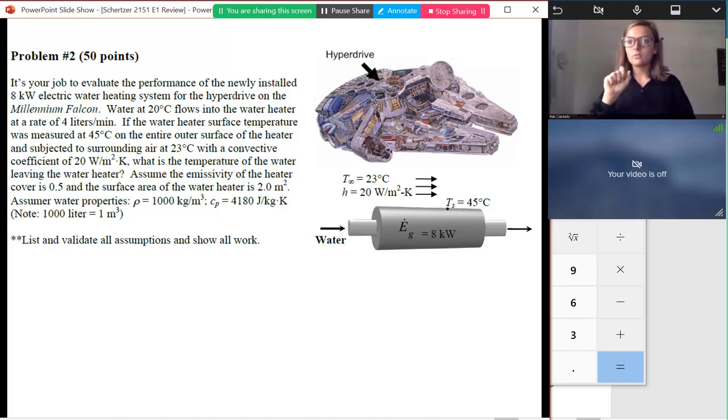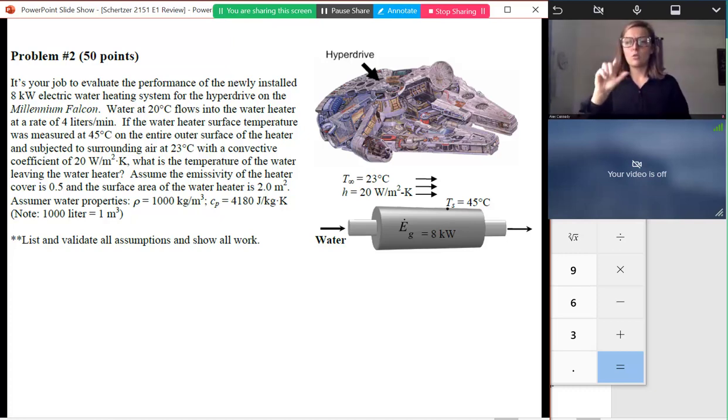In this case, we have the Millennium Falcon, and it's our job to evaluate the performance of an 8 kilowatt electric water heating system for the hyperdrive. We know it's going to fail because the hyperdrive on the Millennium Falcon always fails, right? Water's at 20 degrees, and it flows into the water heater at a rate of 4 liters per minute. My spidey sense is tingling when I see that 4 liters per minute because that isn't a good unit. I don't want to deal with that, so I'm going to convert that into a mass flow rate, and my time unit is going to be in seconds.